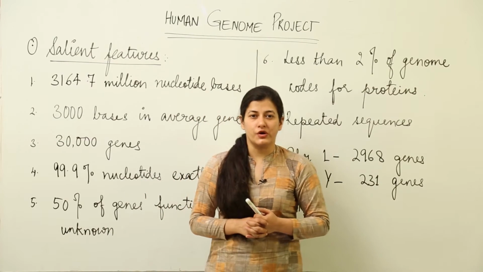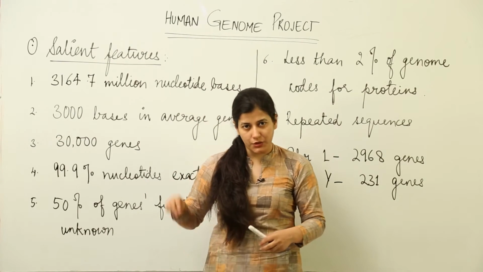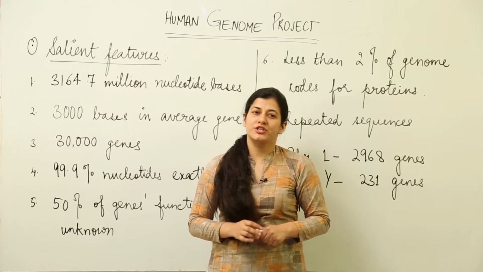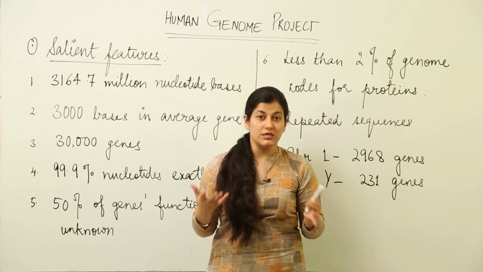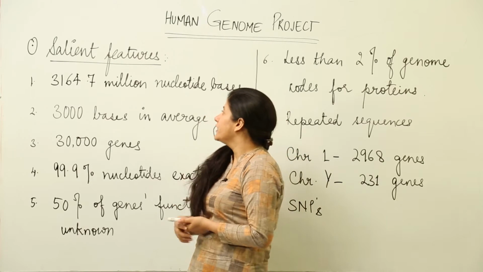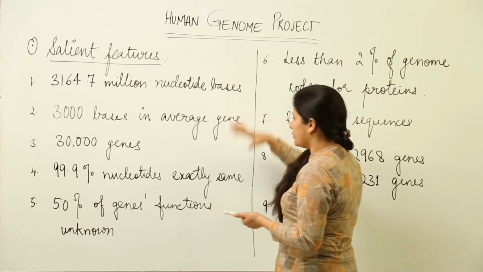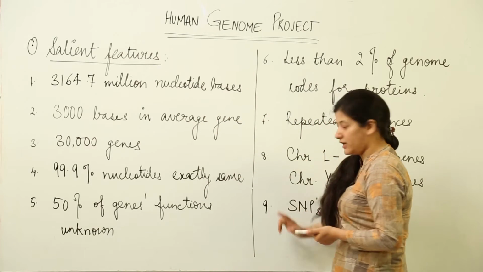Now we are going to talk about the salient features, a quick look at what the Human Genome Project has given us in terms of information. Now, what are the salient features? One by one we are going to analyze 9 of them.